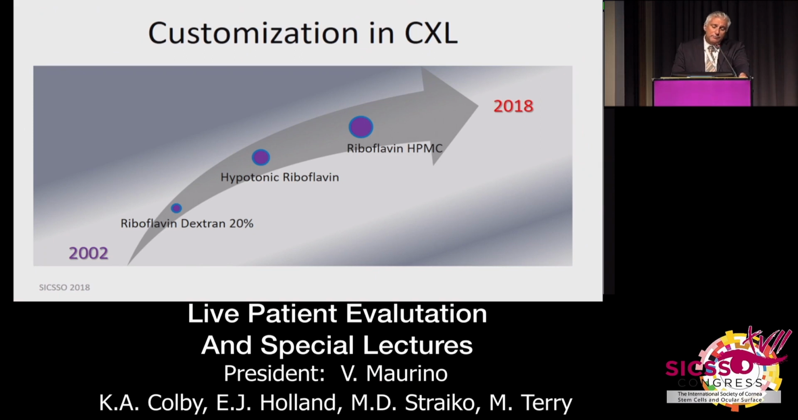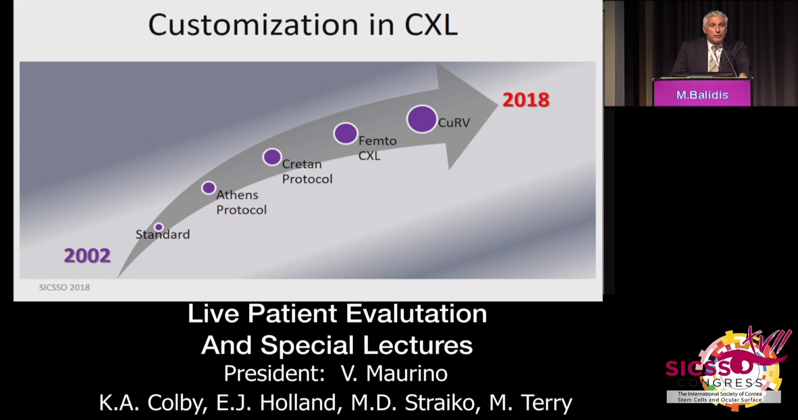And also you can think about customization in cross-linking, what we have done so far. First of all, we changed riboflavin from the dextran into the HPMC, and this made a great advantage in the cross-linking because we didn't have this shrinkage, this loss of thickness during the cross-linking, the effect that usually we have with dextran.